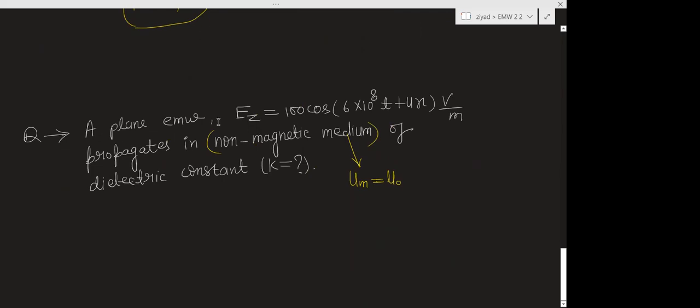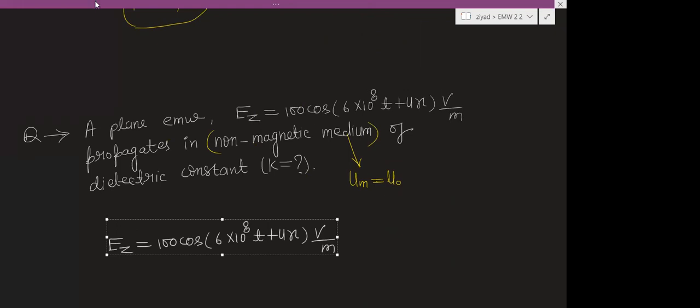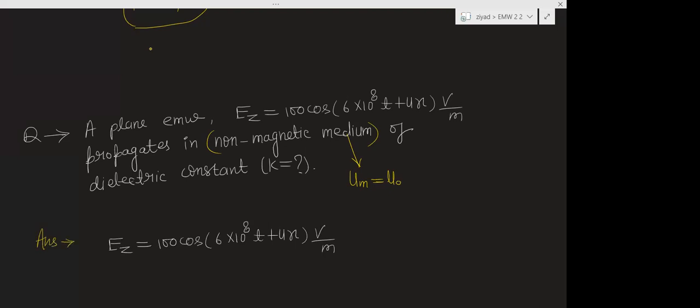A plane electromagnetic wave, Ez is equal to this. The equation of electric field of the electromagnetic wave is given. First information is given. In this the electric field is oscillating along z direction. I have told you the electric field can be in any direction. We just considered that the electric field is along y direction. Electric field can also be in z direction. There is no problem, we define the coordinates by ourselves.